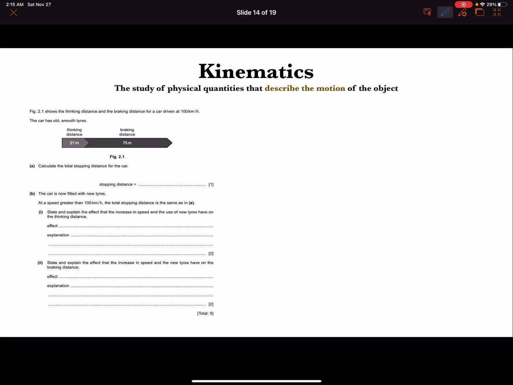Okay, so let's do this quick question. Figure number 2.1 shows the thinking distance and the braking distance for a car driven at 100 kilometers per hour. The car has old smooth tires. All right, calculate the total stopping distance. Well, we add them up. 21 plus 75 is 96 meters. All right, make sure that you mention meters. All right, the car is now fitted with new tires.